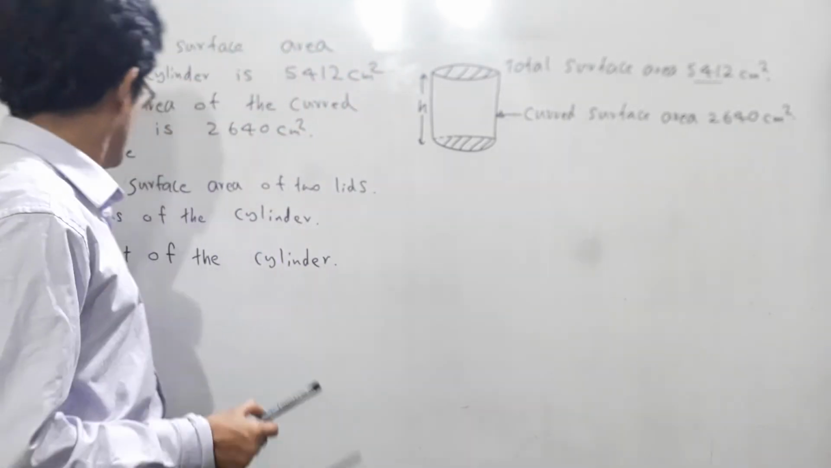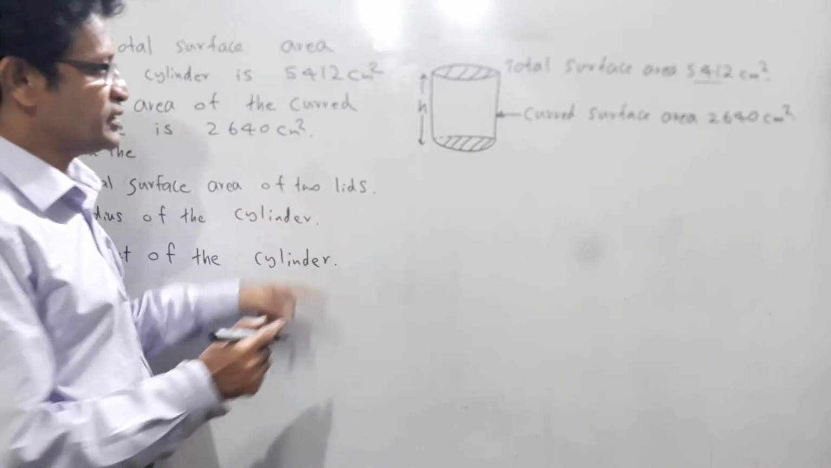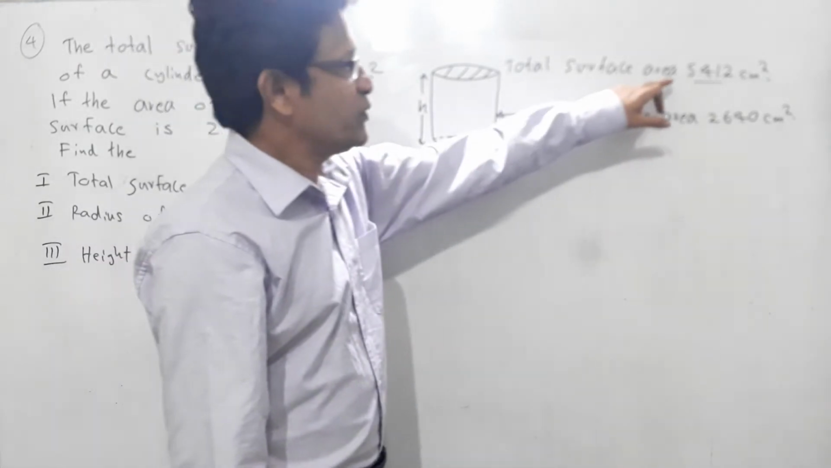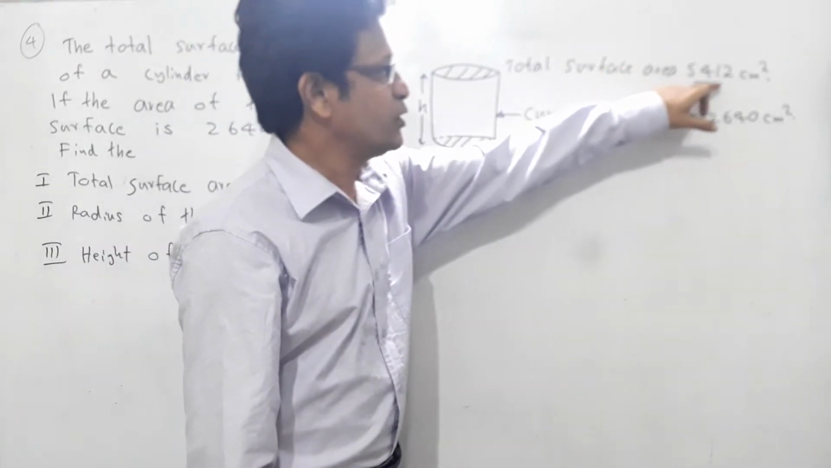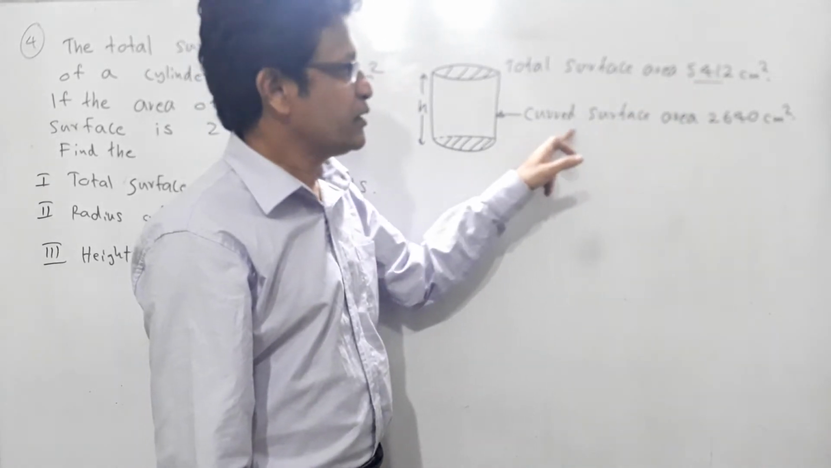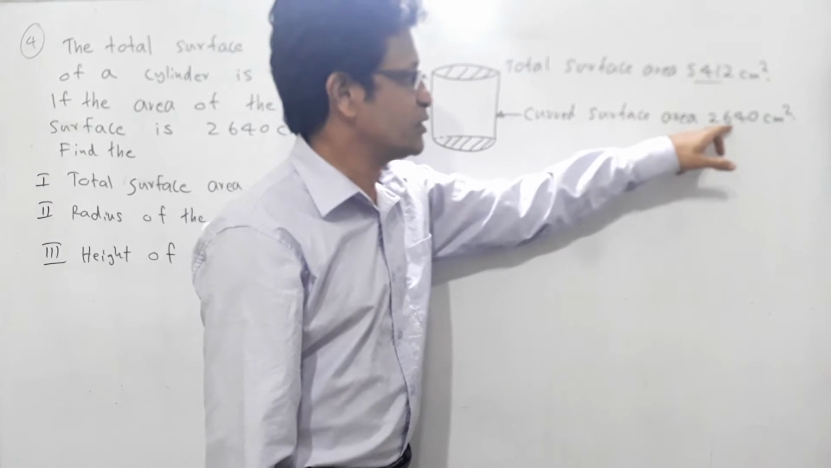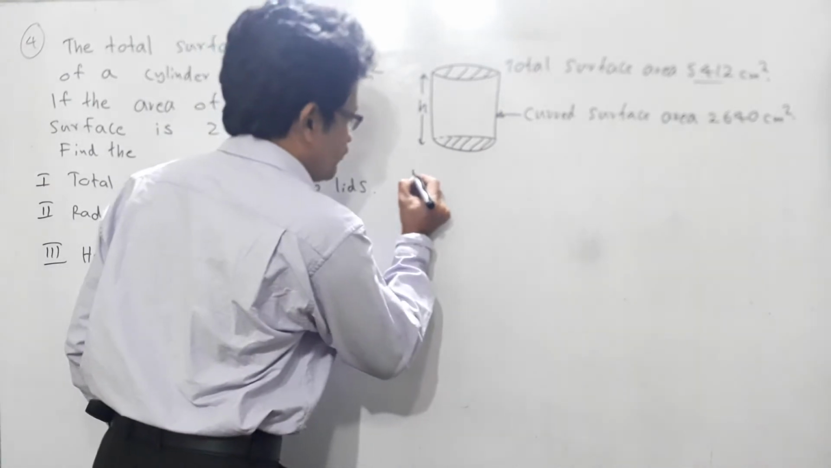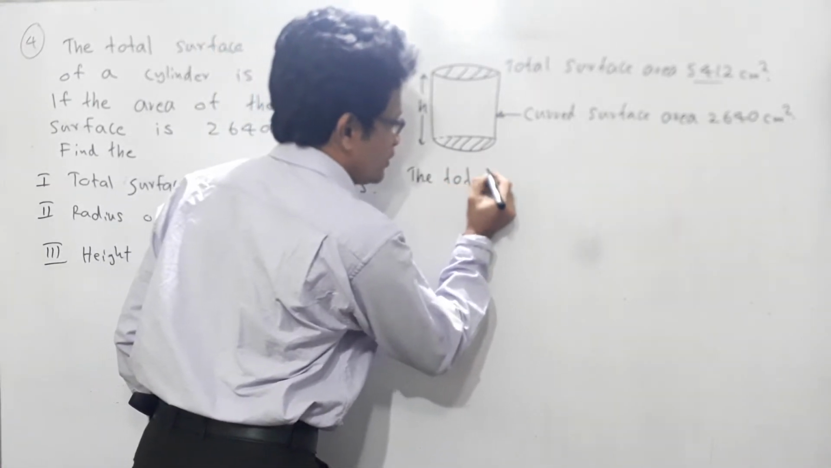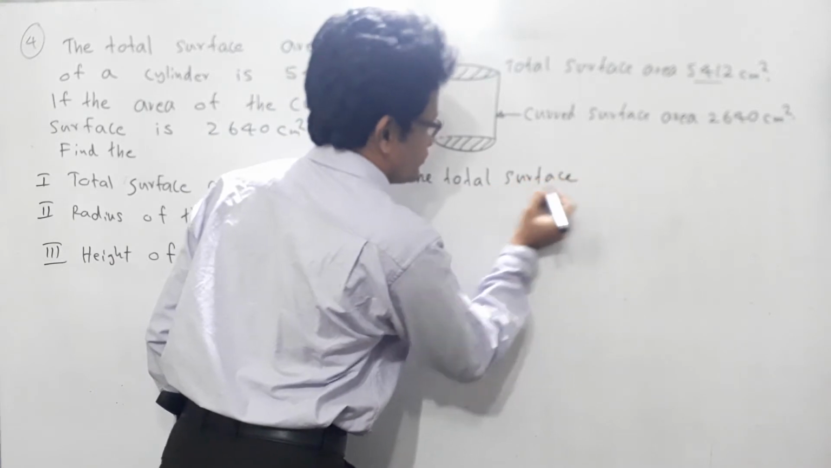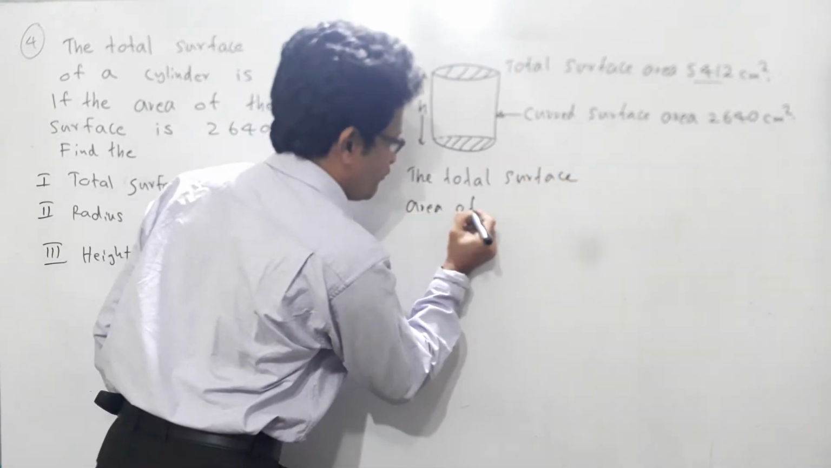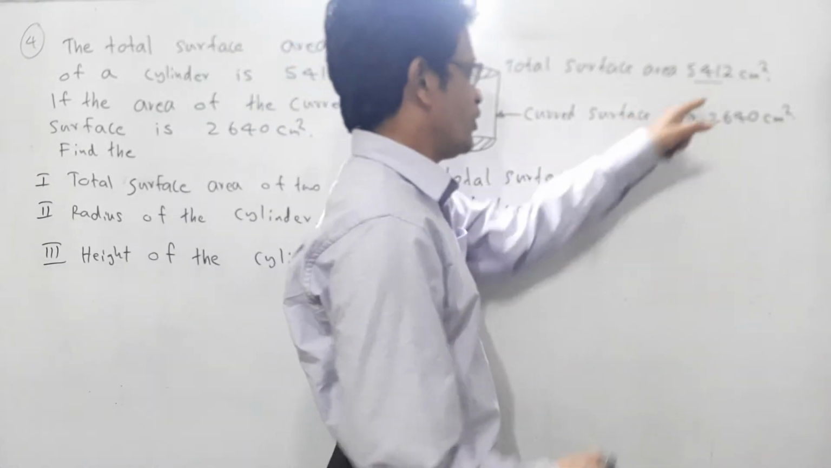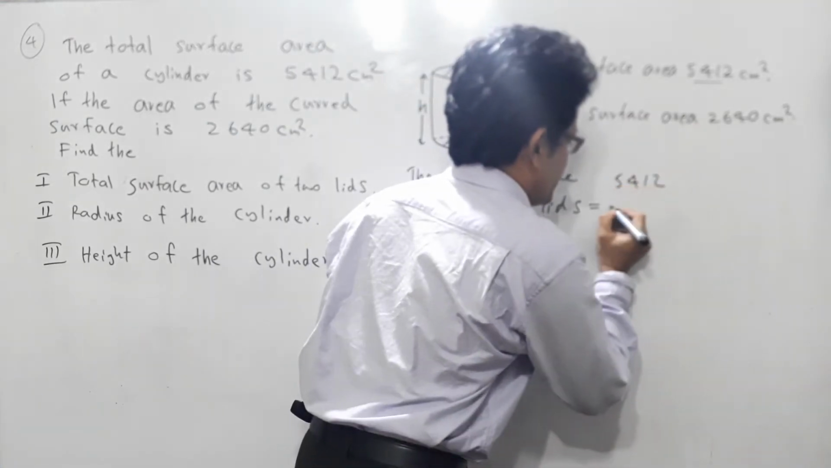Now they ask, find the total surface area of two lids. That means the area of these two lids. How are we going to find that? What I do is, from this total surface area 5412, we have to subtract this curved surface area of 2640 centimeters square. So we can write the total surface area of two lids equals what? From 5412, subtract 2640.